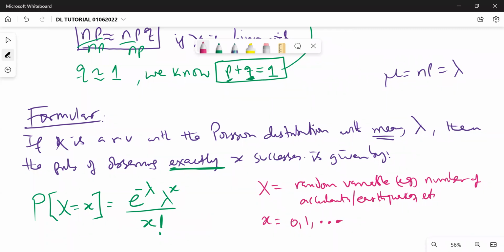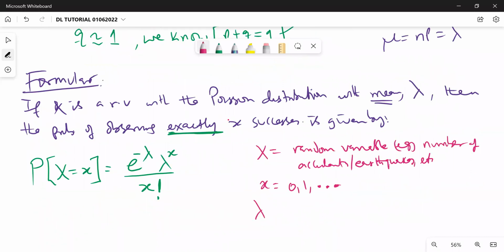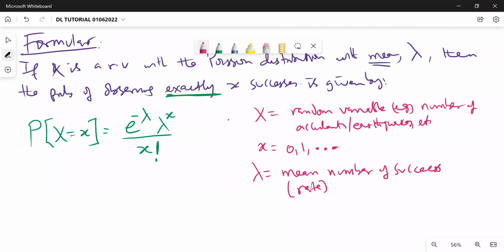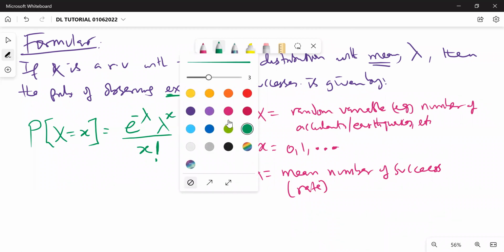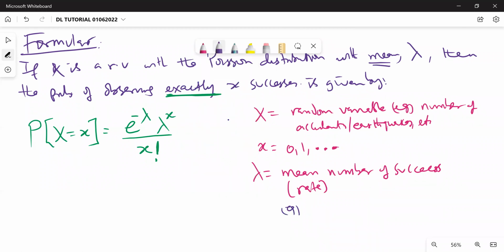Unlike the case of binomial, where the small letter x was taking values from 0 to n, here n is not defined. Here n is not known. So x takes the discrete values 0, 1, all the way to infinity. Then lambda is the mean number of successes. Usually this comes as a rate. Usually we'll be given this value as a rate, for example, lambda is 2 accidents per month.